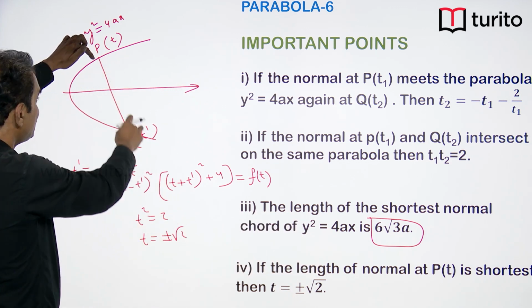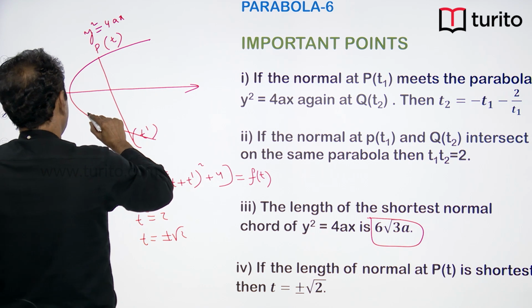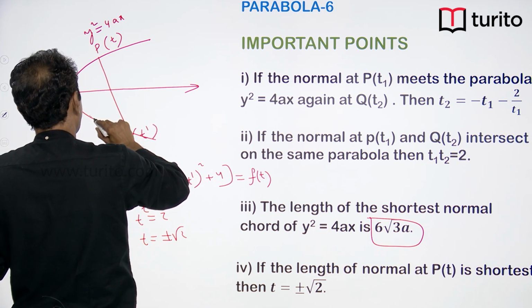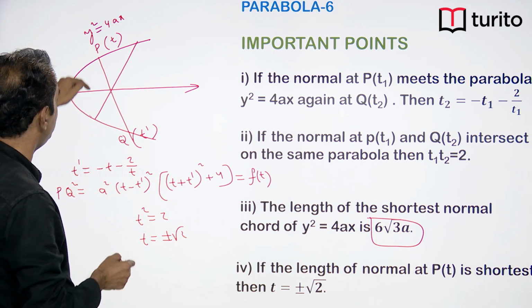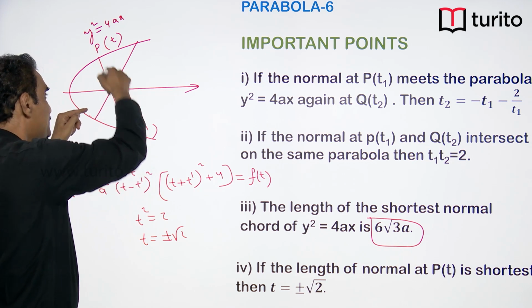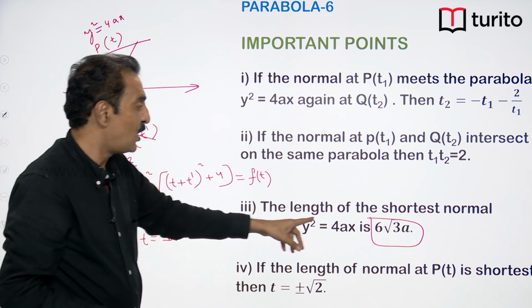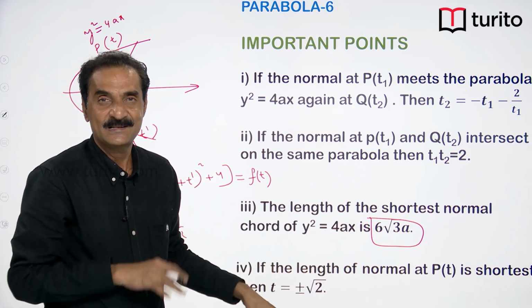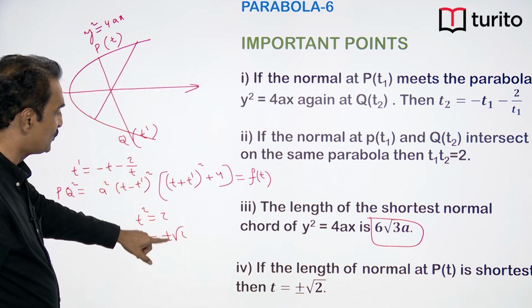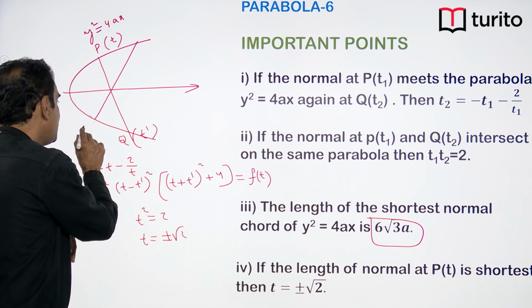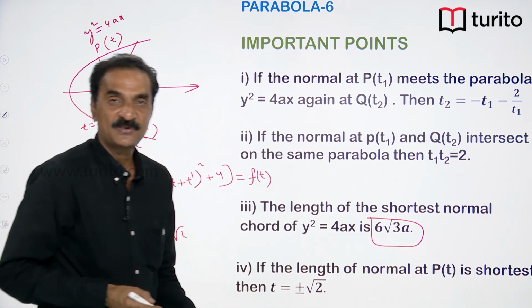Here, if this normal has least length, automatically even if you reflect this PQ about the x axis, you will get it like this. And if this is normal at this point, this will be normal at this point. If this is having least length, this chord will also have least length. That is why two normal chords will have least length. There are 2 points, 1 point here, 1 point here. For the upper point, t is plus root 2. For the lower point, t is equal to minus root 2. Okay. Let us proceed further.